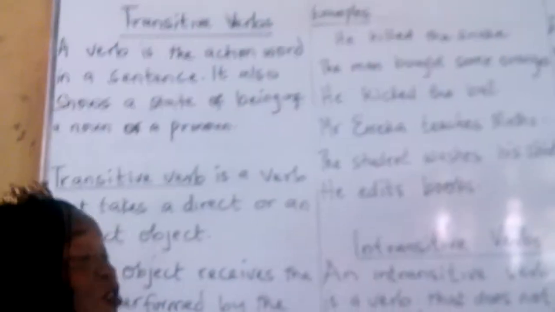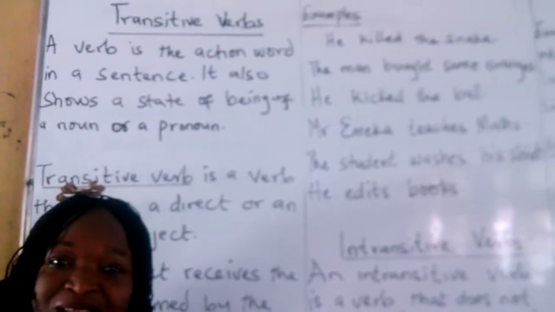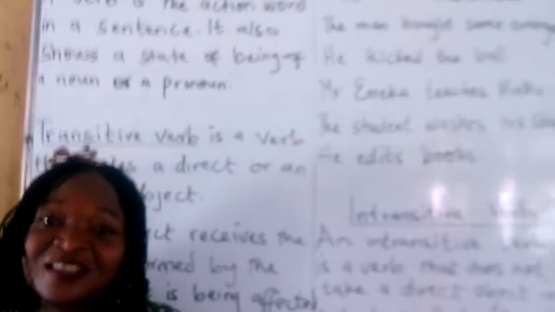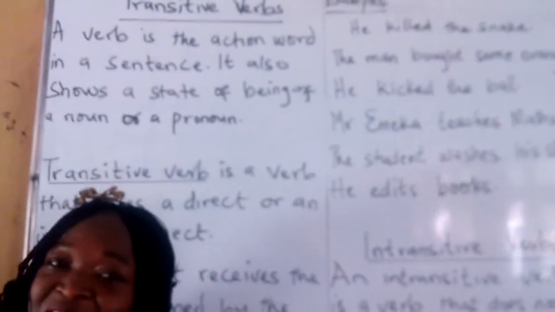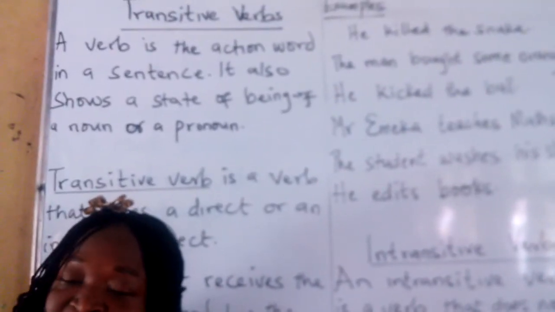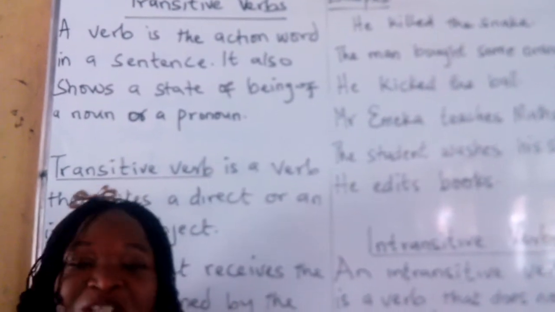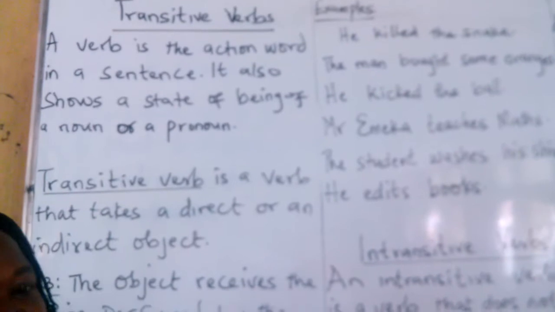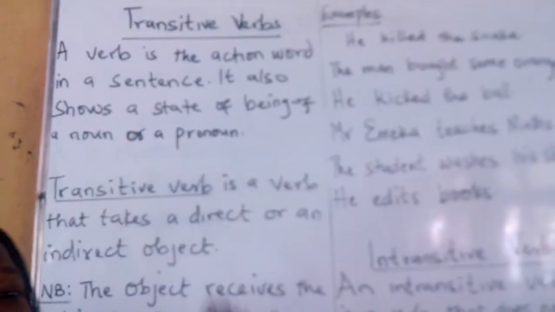Of course, we all know that verbs are important words in sentences. Without a verb in a sentence, that sentence lacks its meaning. It is a verb that will tell us what the noun or the subject in that sentence is doing. So it is a very important part of a sentence. Without it, the sentence lacks its meaning. Let's not forget that.